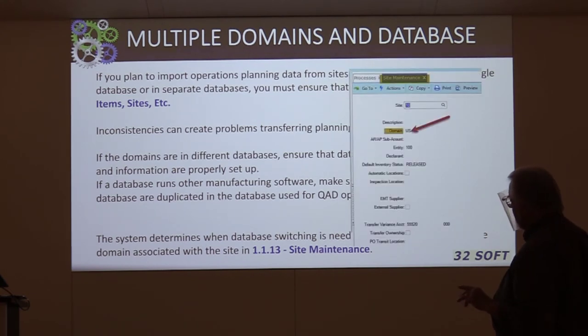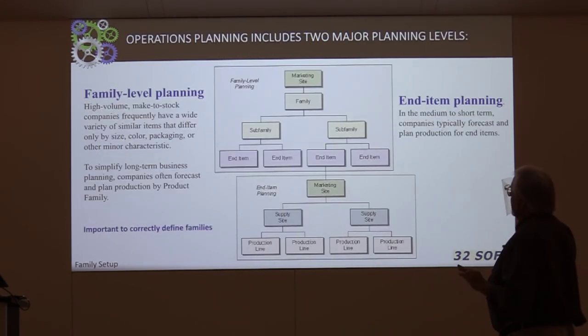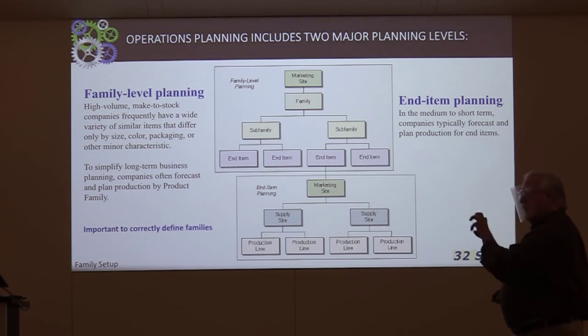One of the key fields in the 1.1.13 site maintenance is that domain field, because that is going to be a key field in how the S&OP process deals with its functionality. The operations plan includes two major planning levels, a family planning level and an end item planning level, because you want to be able to plan at a family or a group level, but you're also going to want to be able to plan at the individual part number level within a particular site.